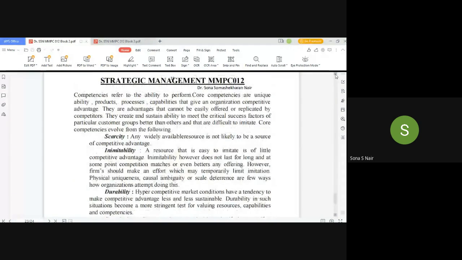Now, we were talking of core competencies. Core competencies evolve out of certain situations. Scarcity: if any quality or capability is not widely available, it can become a source of competitive advantage. It can become a core competency if the organization has it with their resource factors. Inimitability: if the core competency cannot be easily replicated, it becomes a core competency for this organization. Durability.